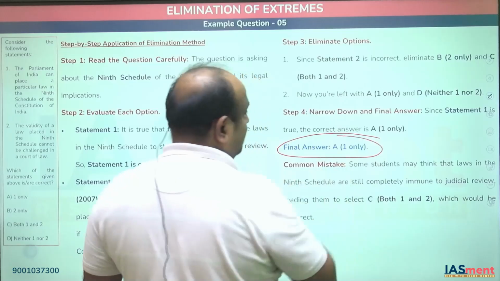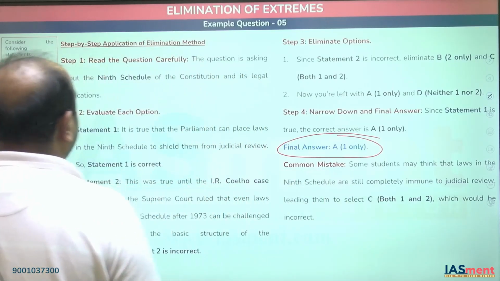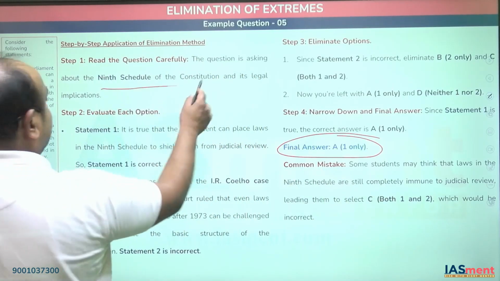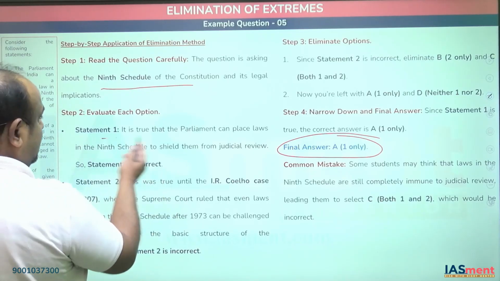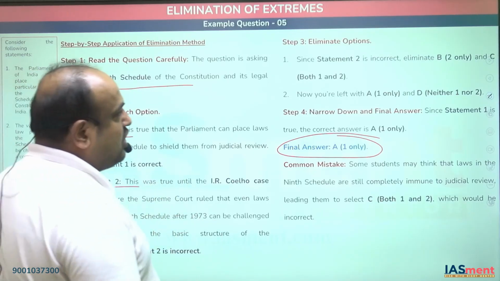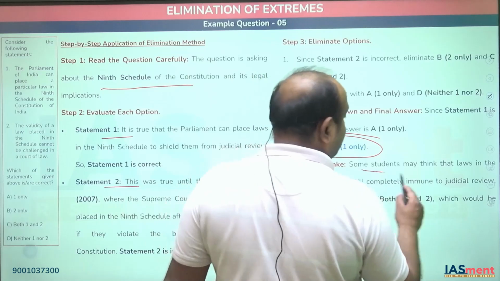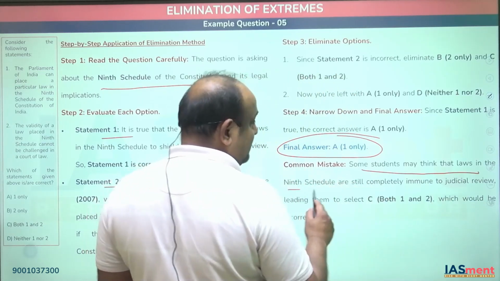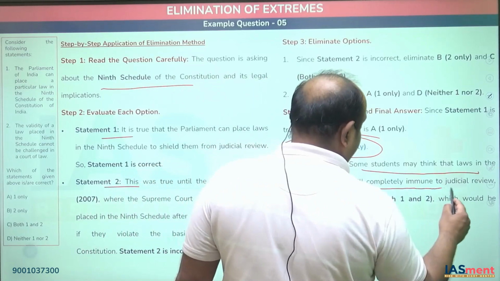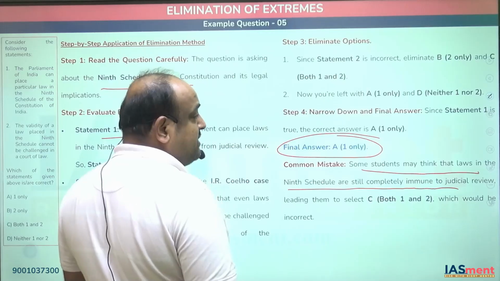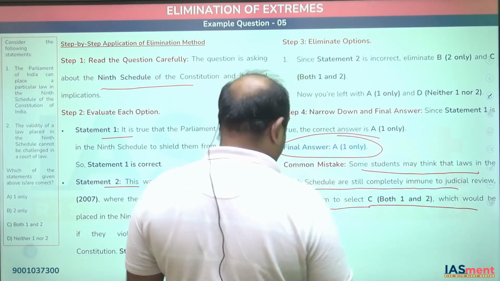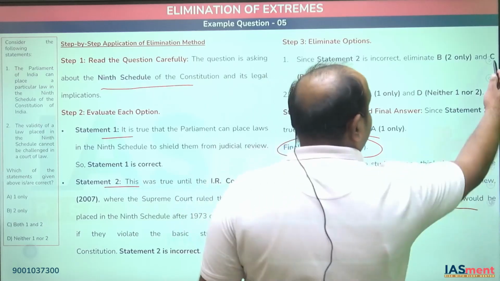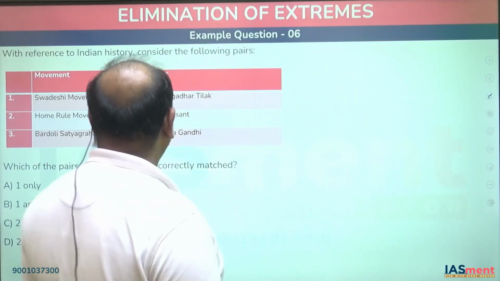Correct answer: only one. The question is asking about the 9th schedule of the Constitution and its legal implications. ठीक है, वही सब। Common mistakes क्या हो सकती हैं? Some students may think that laws in the 9th schedule are still completely immune to judicial review, leading them to select C, which would be incorrect.